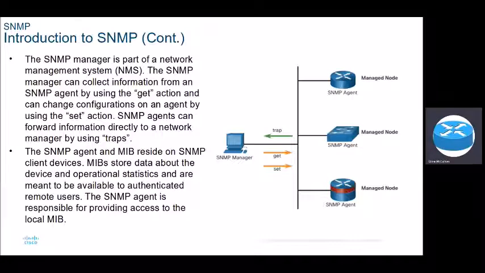The read-write is used to set information. SNMP agents can forward information directly to a network manager by using traps, as I said. An SNMP agent and MIB reside on an SNMP client device. MIBs store data about the device and operational statistics and are meant to be available to authenticated remote users. The SNMP agent is responsible for providing access to the local MIB.